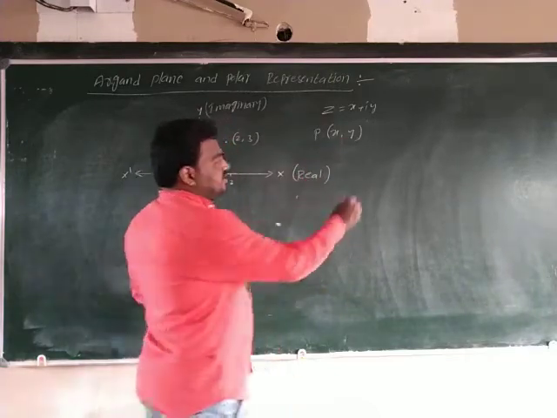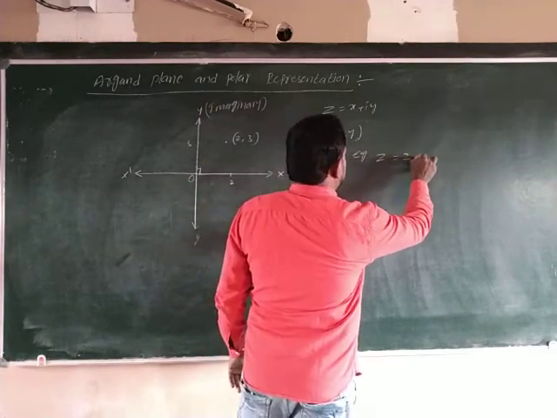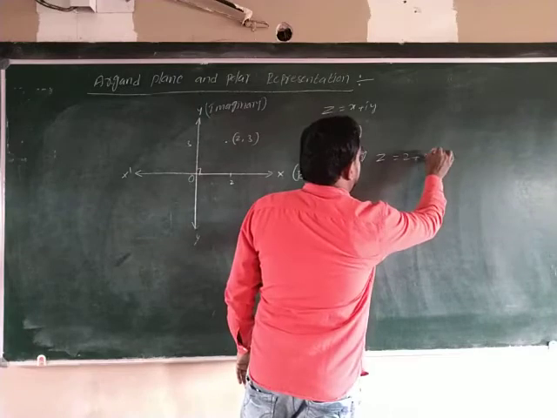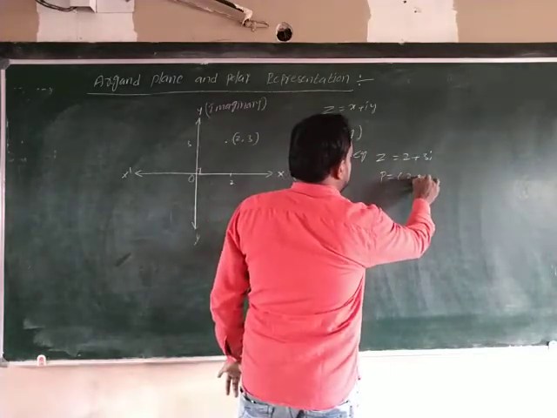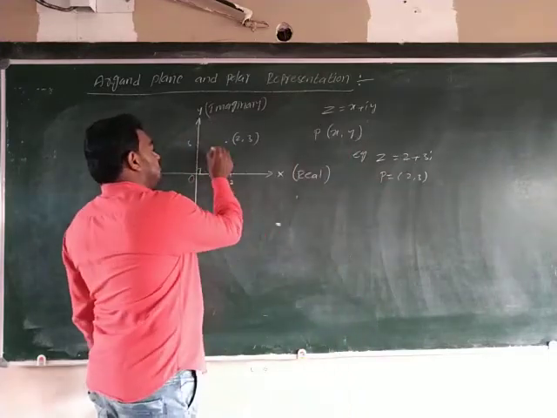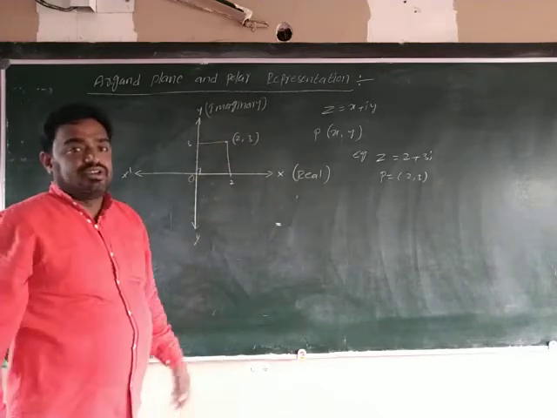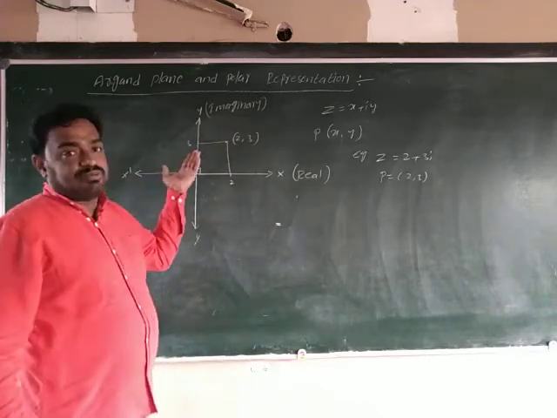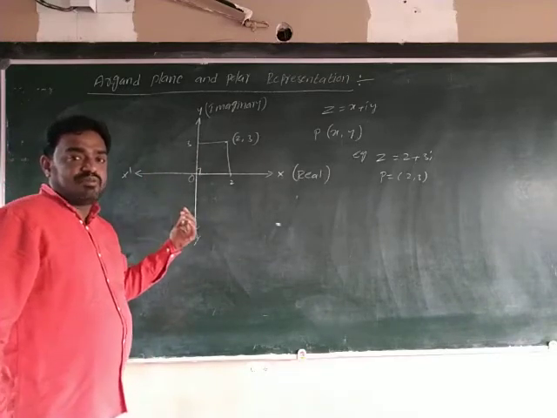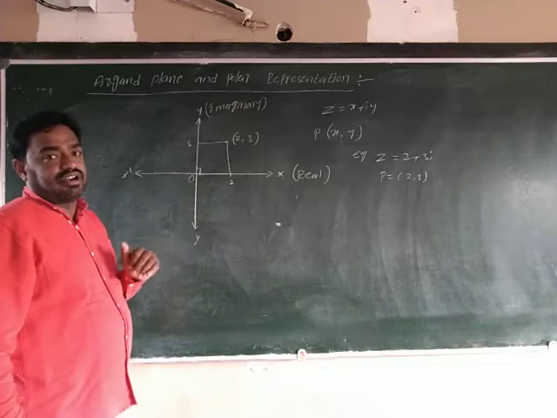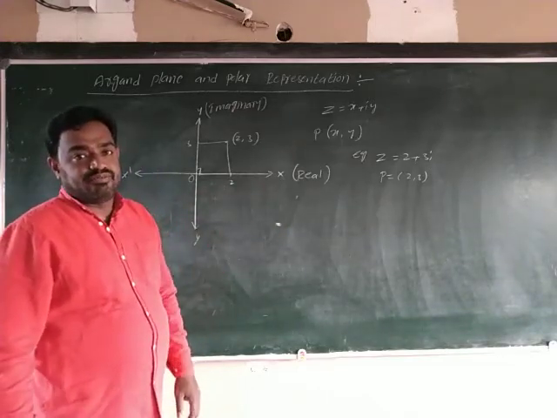For example, z = 2 + 3i. What is the point? Point P = (2, 3). So we are representing like this. This is the point (2, 3). If it is (-2, 3), we represent it in the second quadrant. (-2, -3), that is the third quadrant. Next (2, -3), that is the fourth quadrant.